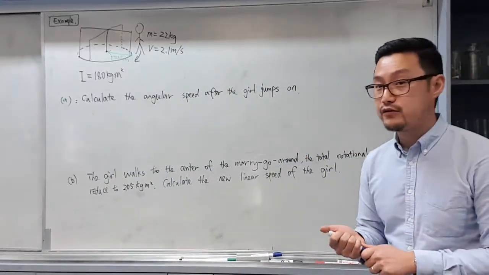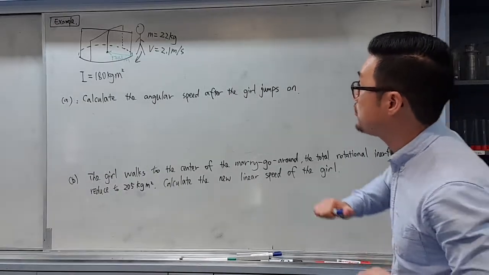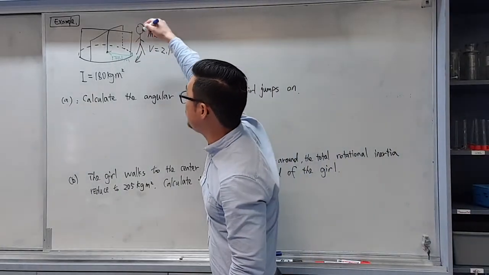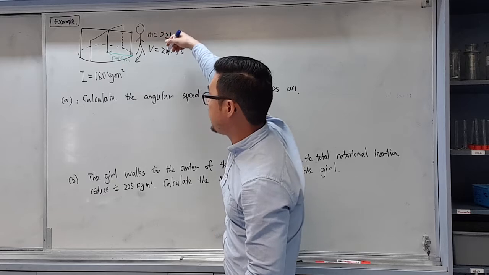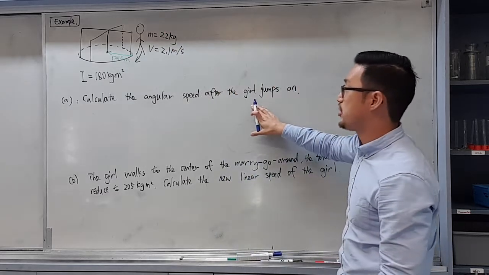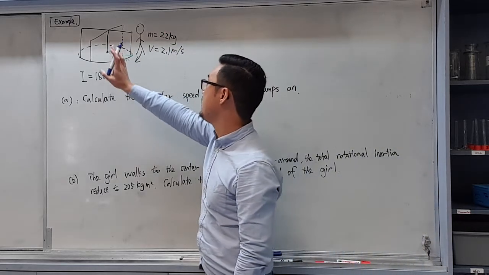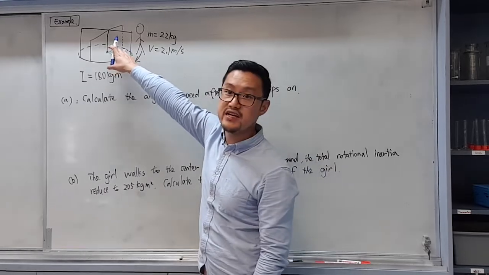Okay, so hopefully you've had a read of it. So let's have a look. We've got a girl running around over here. And what's going to happen is the girl is going to jump onto the merry-go-round, and originally that thing is stationary, not moving.